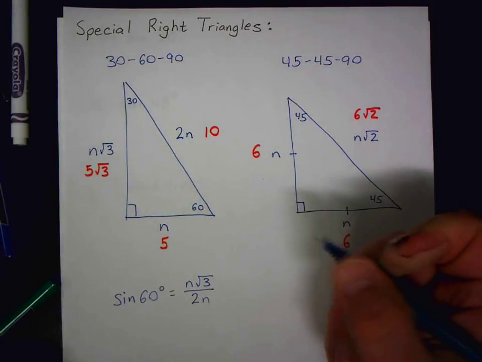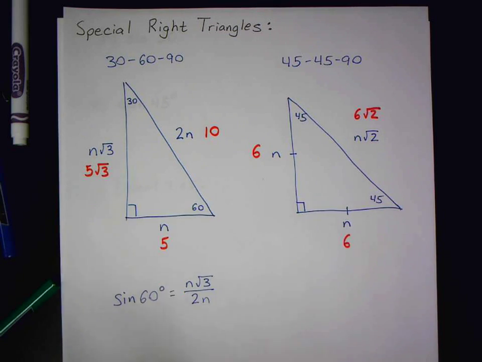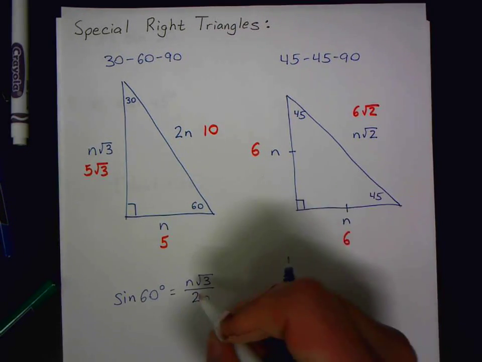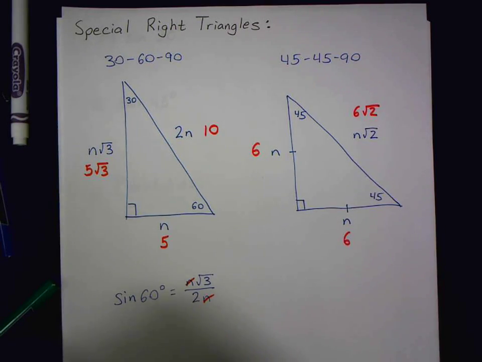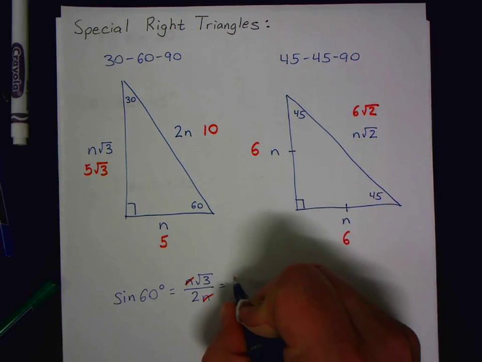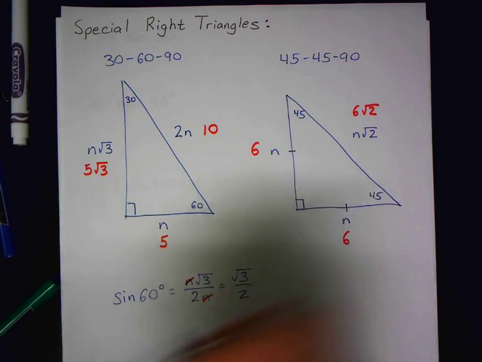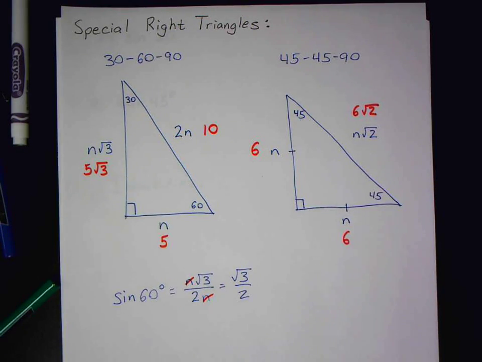The size of the triangle has to do with the n value, right? That's how we make the triangle larger or smaller. Well, because of the ratio, the n values cancel out. So no matter what, sine of 60 degrees is always radical 3 over 2. Doesn't matter how large or small the triangle is. Sine of 60 is always that same number. So sine of 2 degrees is always going to be the same number. Sine of 100 degrees is always the same number.